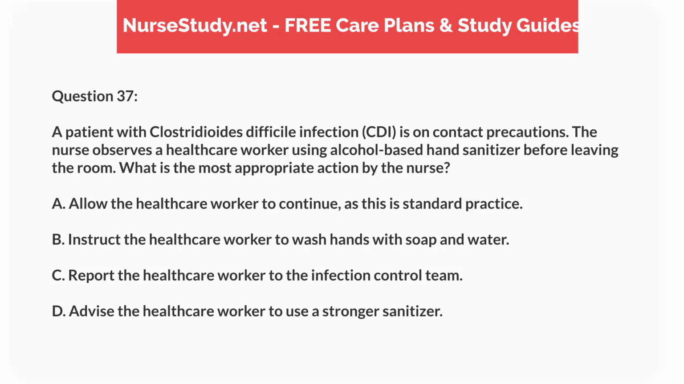Question 37. A patient with Clostridioides difficile infection, CDI, is on contact precautions. The nurse observes a healthcare worker using alcohol-based hand sanitizer before leaving the room. What is the most appropriate action by the nurse? A. Allow the healthcare worker to continue, as this is standard practice. B. Instruct the healthcare worker to wash hands with soap and water. C. Report the healthcare worker to the infection control team. D. Advise the healthcare worker to use a stronger sanitizer.